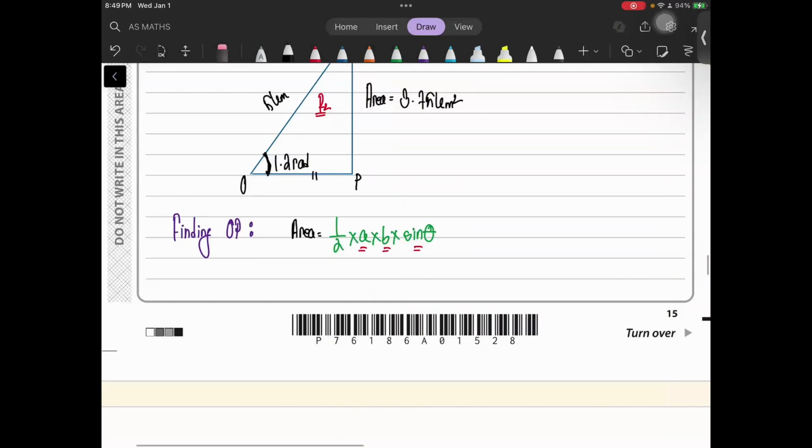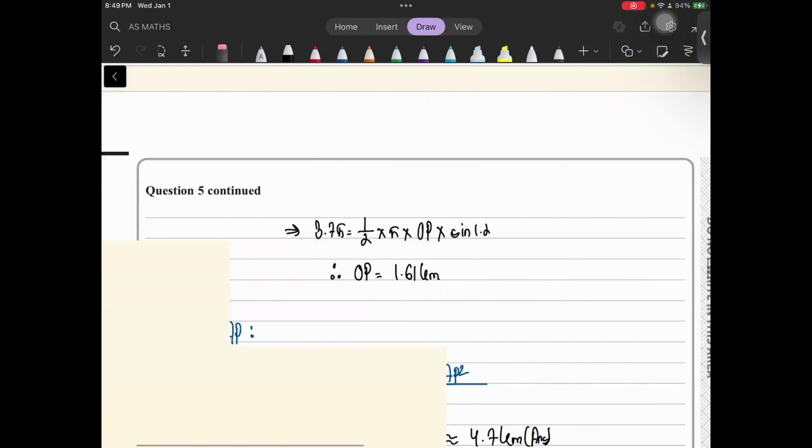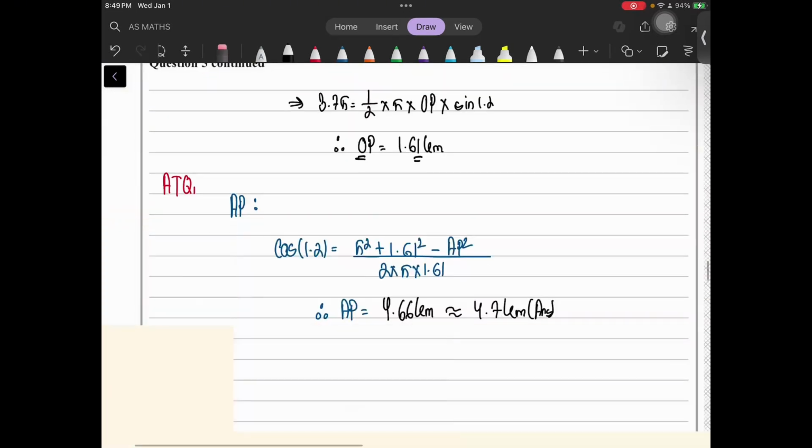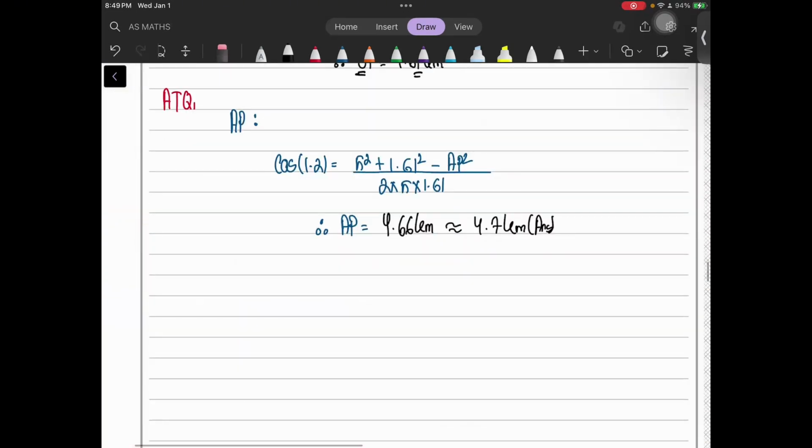So OP equals 1.61 kilometers, right? And then you need to find this length of AP. You can easily use the cosine rule: cos 1.2 equals 5 squared plus 1.61 squared minus AP squared, over 2 times 5 times 1.61. So you get the length of AP, that is 4.67 kilometers, which is equivalent to 4.7 kilometers. All right, this was a basic one as well.